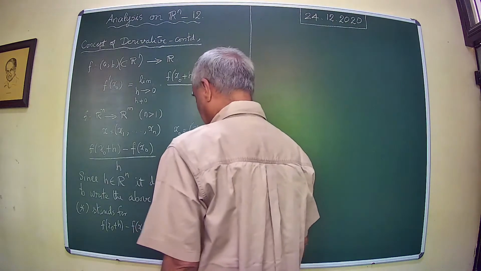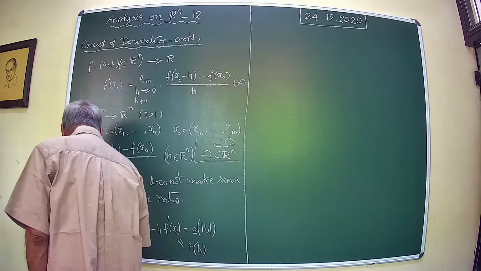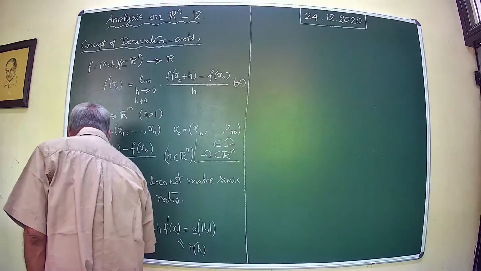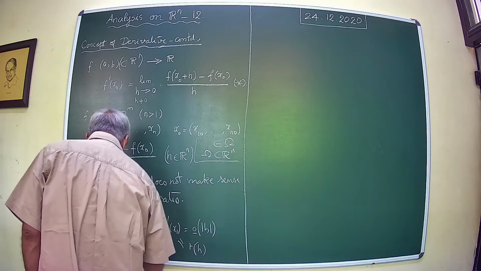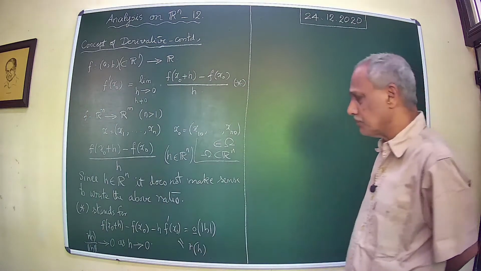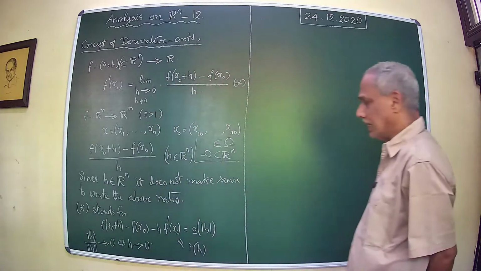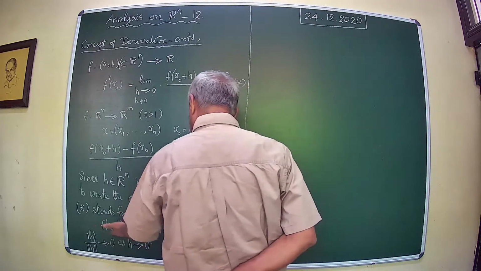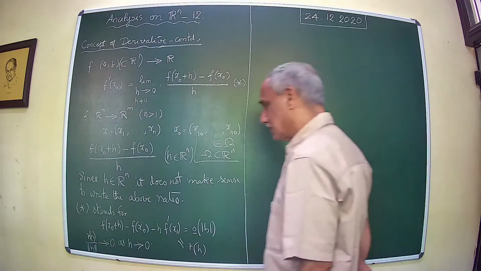And what you have is this: r(h) divided by norm of h goes to 0 as h goes to 0. This is another way of formulating it, where you see that there is no division by h involved at all in this term. Completely got rid of that.